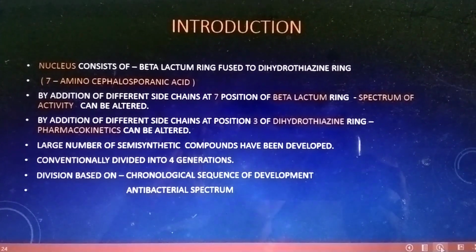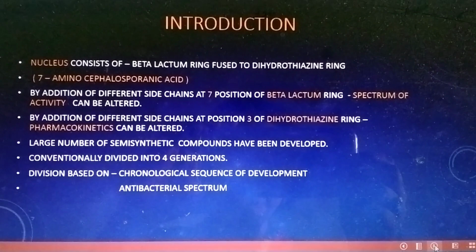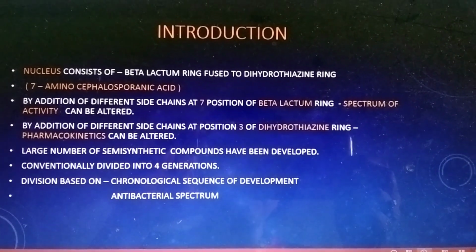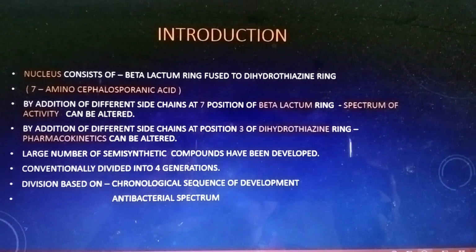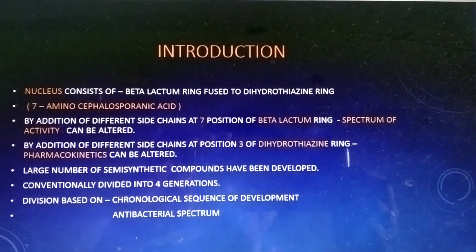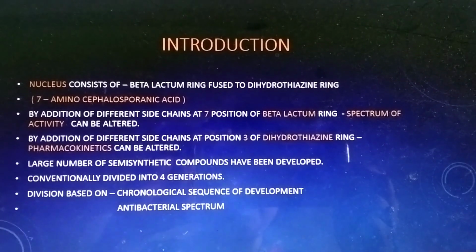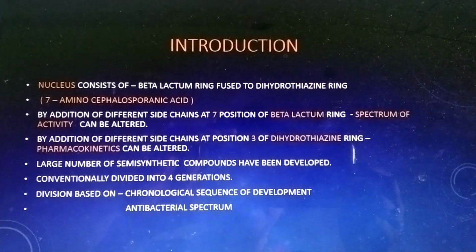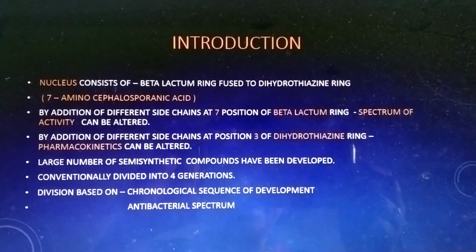Now by addition of different side chains at 7th position of the beta-lactam ring, the spectrum of activity can be altered. While by addition of different side chain at position 3 of the dihydrothiazine ring, pharmacokinetics can be altered. So in this way, a large number of semi-synthetic compounds have been developed. Now these cephalosporins are conventionally divided into 4 generations. The division is based on chronological sequence of development and the antibacterial spectrum.